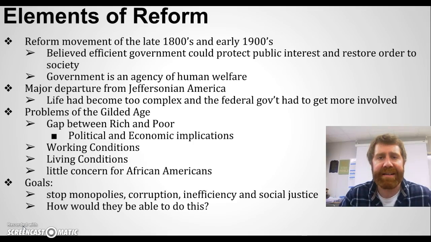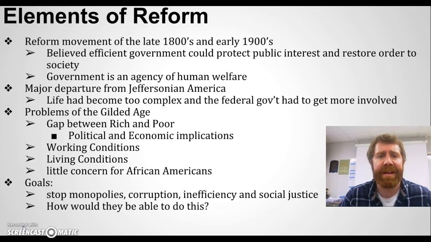So looking at the Progressive Era, this was a reform movement that began in the late 1800s and lasted all the way through the early 1900s. We typically say that the Progressive Era died with World War One, or America's involvement, I should say, in World War One. The progressives believed that life had gotten so complex that the only way to protect and to fix the ills of society during this time was through government.